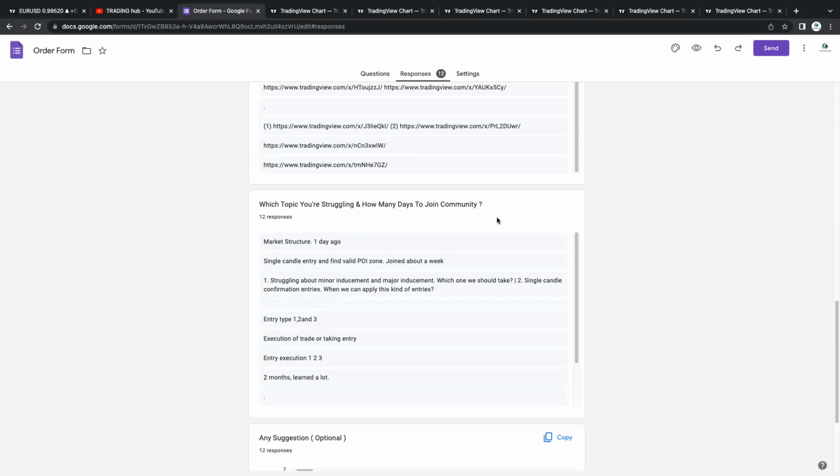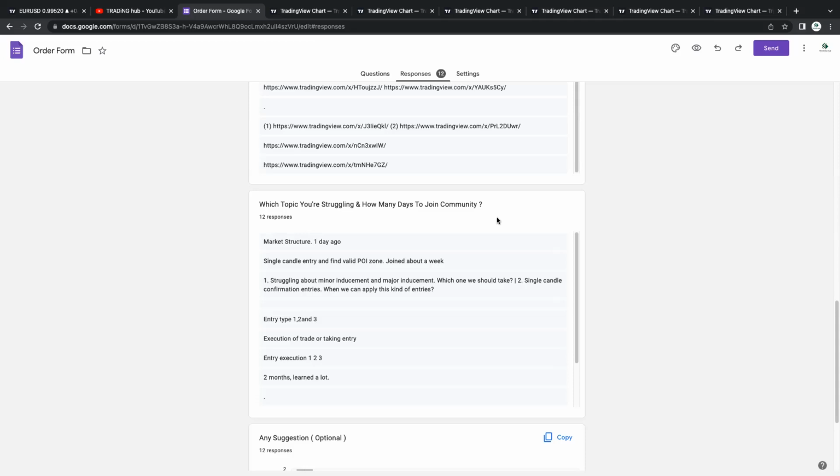So the next one is which topic you are struggling with and how many days ago you joined. Market structure, 1 day ago. Okay, marking the structure takes a little bit of time. If you joined recently, like 1 day ago, 3 days, 4 days, 5 days, even 1 week ago, it doesn't matter. It takes a little bit of time to understand things, and no need to worry. Once we are able to identify the structure, then go ahead to the next topic. And don't try to mix all these things in a way.